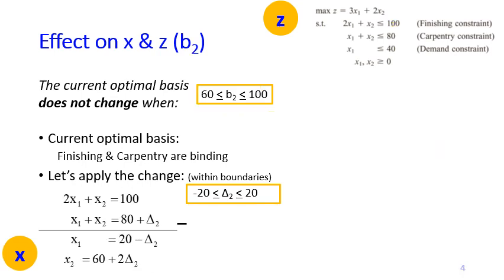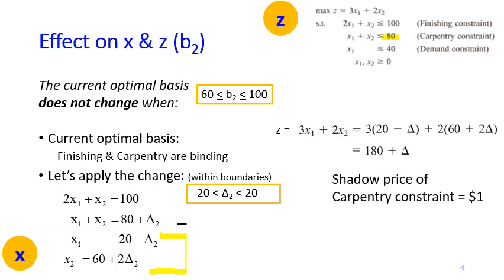For the change in b2, the carpentry constraint, we may do the same thing. So we compute how that change affects the values of x1, x2, and then we compute the z in terms of delta. Again, same here, because delta is the change of the carpentry constraint. You see that for 1 unit of change in the carpentry constraint, your z will also be increased by 1 times delta. So the shadow price of the carpentry constraint is also $1.